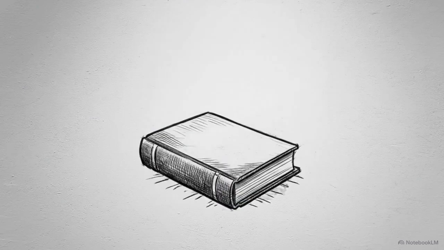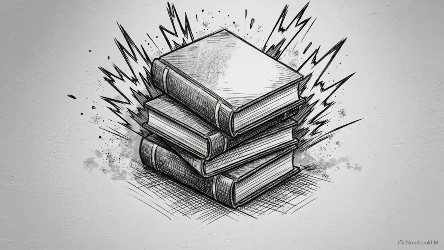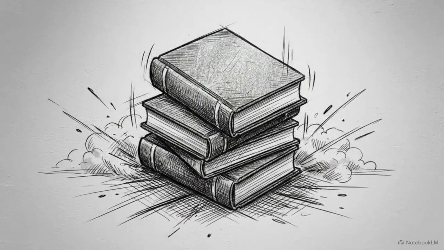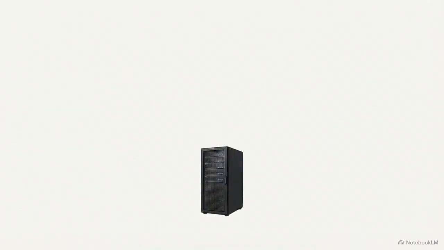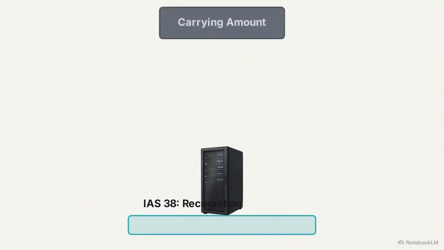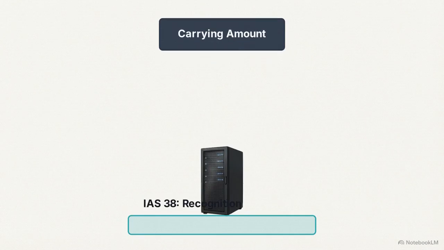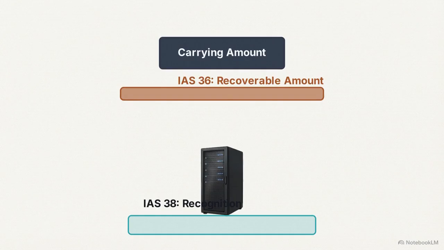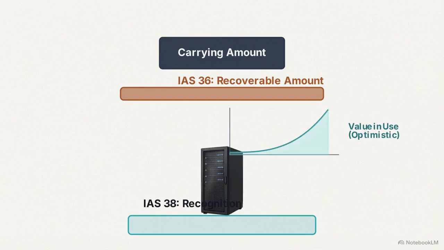An IAS 36 impairment test does not operate in a vacuum. It sits within a strict interlocking accounting architecture. IAS 38 governs recognition, placing the asset on the balance sheet, but this offers no protection against future commercial irrelevance. IAS 36 enters as the second layer, checking if the recognized value is still economically justified. Recoverable amount is the higher of value in use or fair value. Value in use is an internal forecast, susceptible to management's optimistic bias.